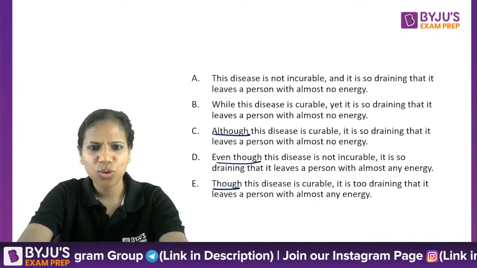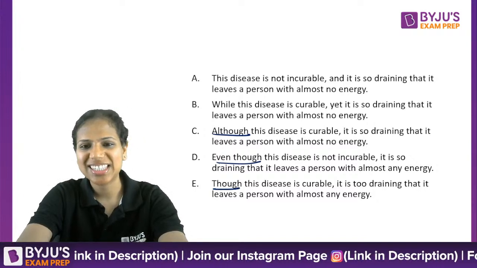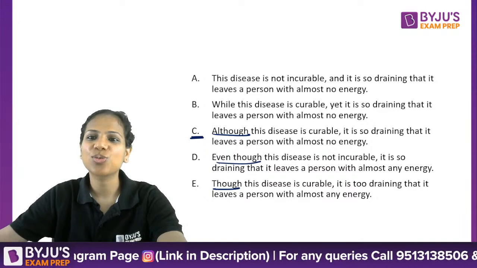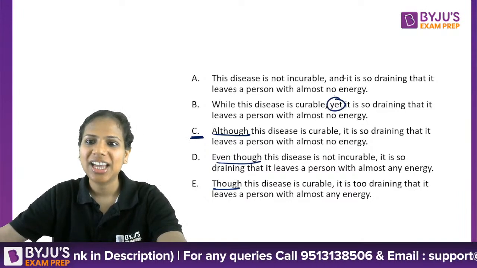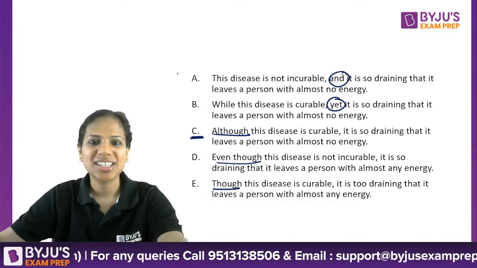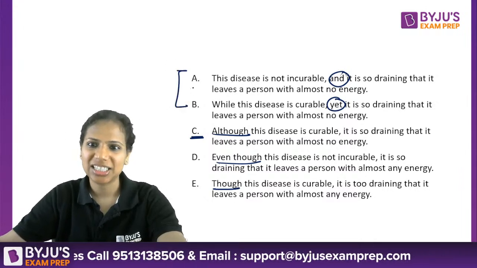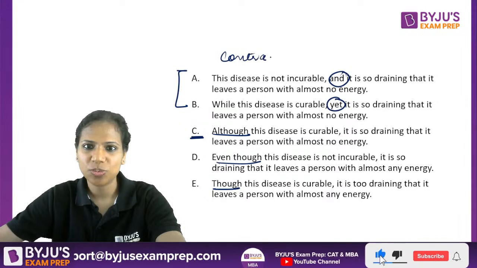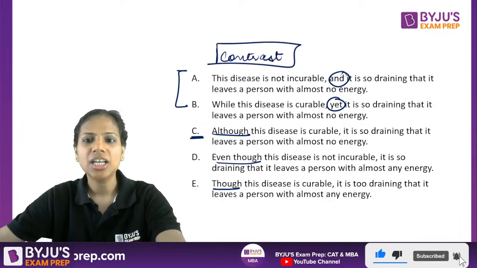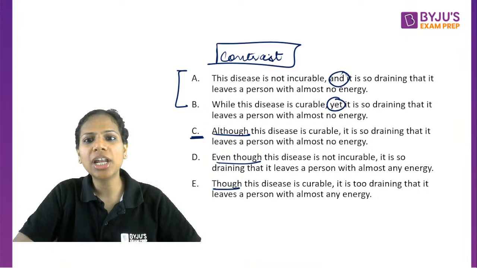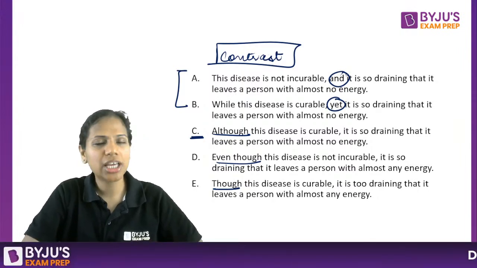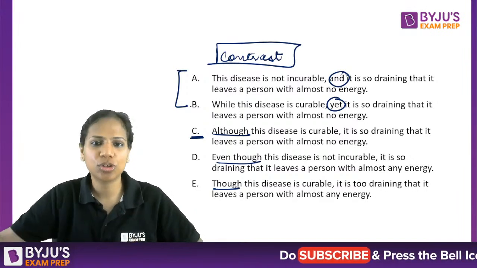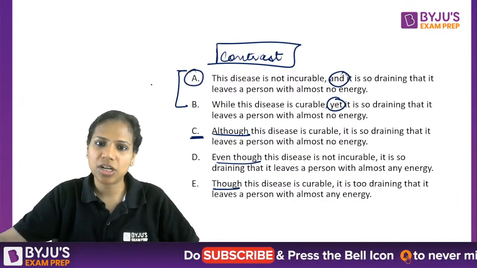C, all right. So all of you in one voice say that C is the answer. Although this disease is curable, it is so draining. So see, yet, and, these make A and B incorrect, right? There has to be a contrast here, right? I mean to say that, okay, fine, it's not like it's incurable, but it is extremely draining. That's what I want to say. So A misses that contrast.